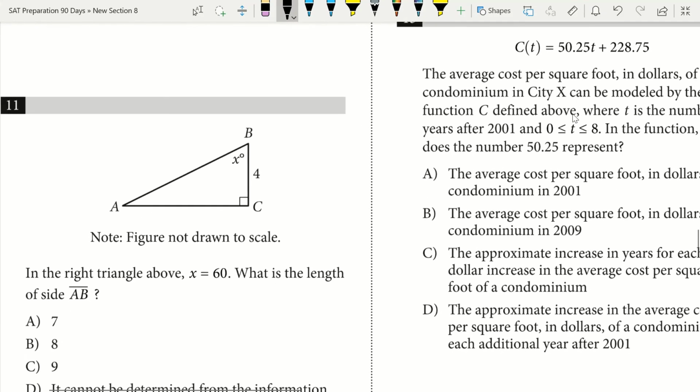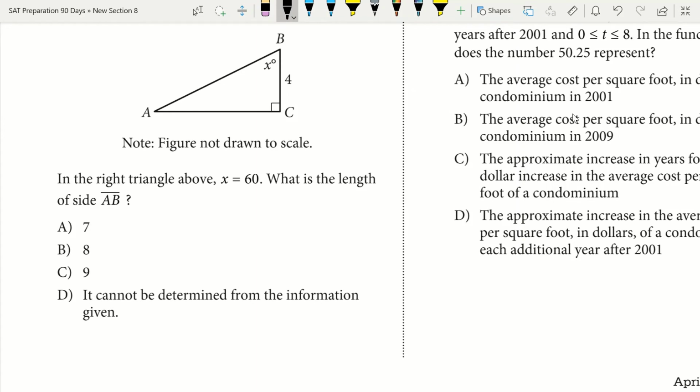All right, question 11. I've got a right triangle above. I've got x equals 60, so I'll go and put that here. I also know that I have a 90-degree angle here, which means I'm going to have a 30 here because my angles add to 180. So what is the length of side AB? I'm going to solve for this. I'll call that y.